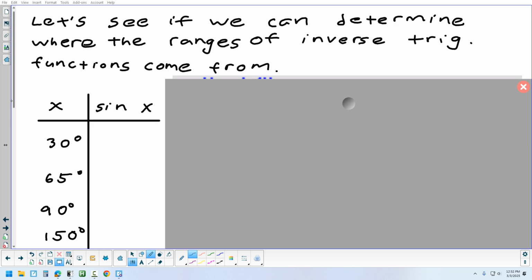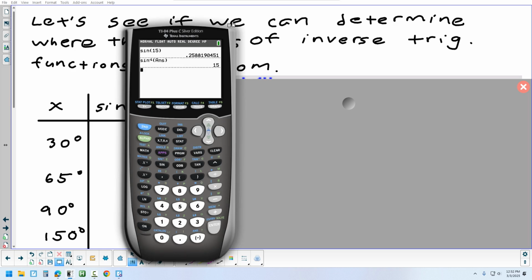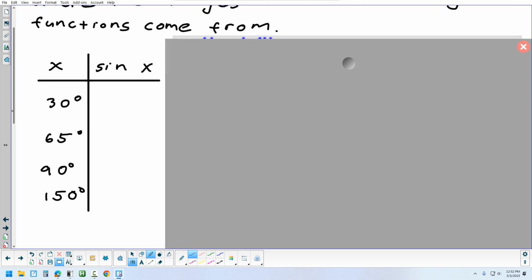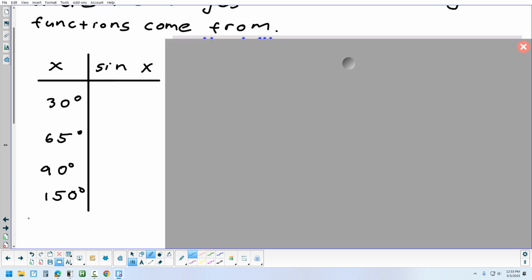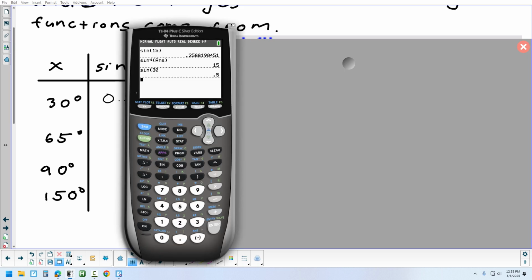Okay, let's plug in these angles. If you look at the left-hand side, all of these angles are in what unit? Degrees. They're all in degrees. So just make sure when I do this, my calculator's in degrees. So the sine of 30 comes out to 0.5. Now, if I do inverse sine of 0.5, what number is the calculator going to give me back? 30. Yeah, so it undoes it, gives me back what I started with.